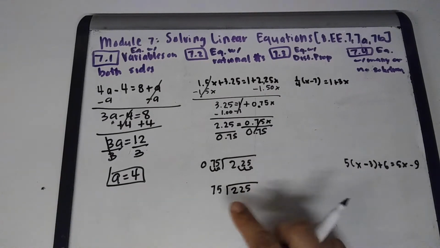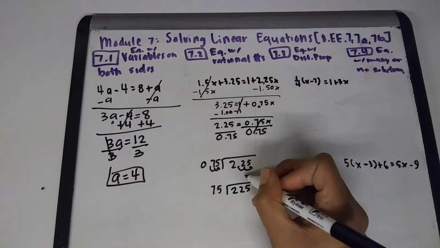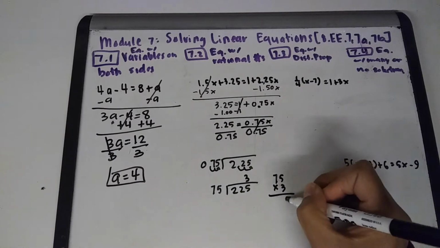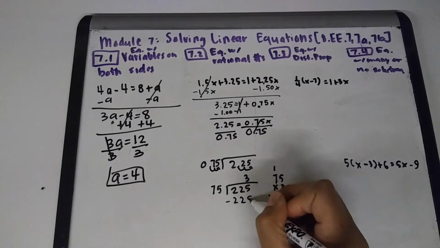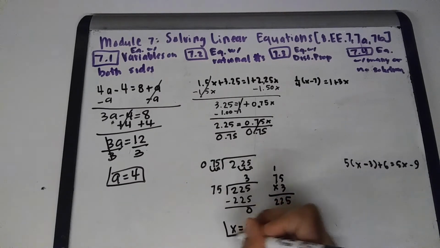How many times does 75 go into 2? None. 22, none. 225. I'm going to try maybe 3. And I'm going to do it your way. That way you don't get confused. Perfect. So then this way is x equals 3.